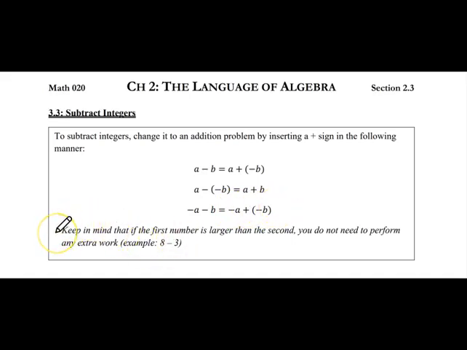One thing to keep in mind as we are embarking on the new rules: if the first number is larger than the second, you do not need to perform any extra work. For example, if you have to take 3 from 8, you have 8 minus 3. Clearly, the first number is larger than the second, so you just perform your regular subtraction like you did with whole numbers, 8 minus 3, which equals 5.